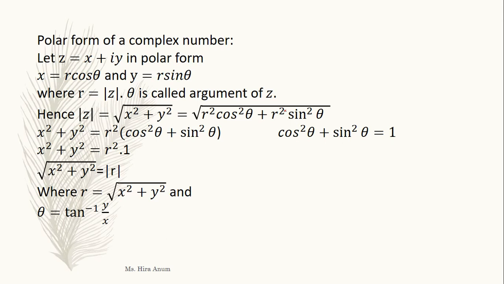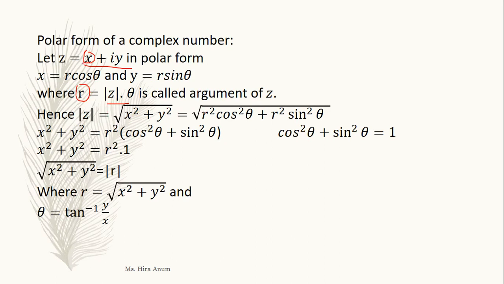Polar form of a complex number. Let z equal x plus iota y. In polar form, x equals r cos theta and y equals r sin theta, where r is mod z and theta is the argument of z. r equals mod z, the magnitude of z. Mod z equals the radical of x square plus y square.